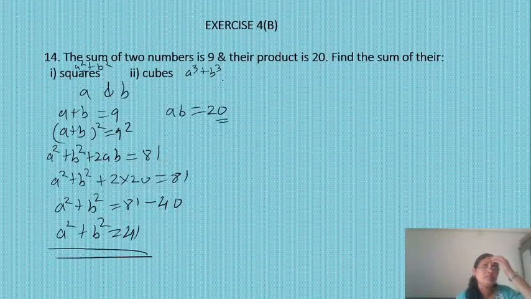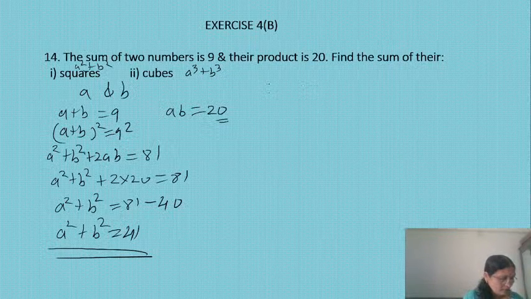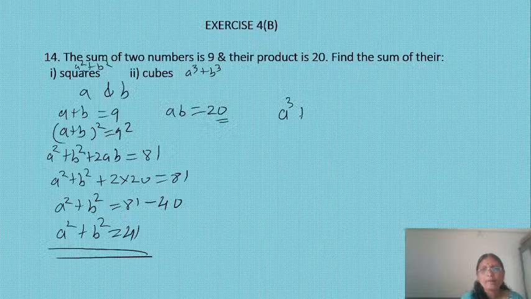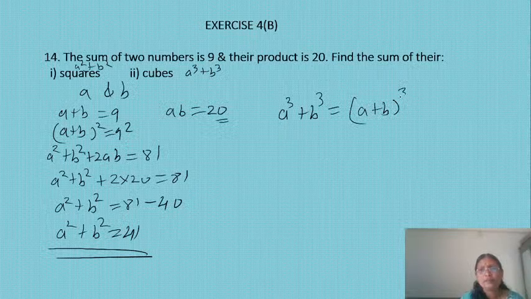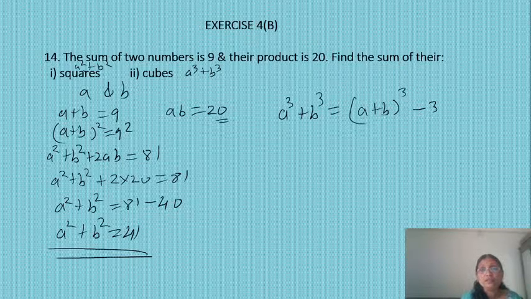Now we have to find a cube plus b cube, and we directly have the identity. What is the identity for a cube plus b cube? It is equal to a plus b the whole cube minus 3ab times a plus b.